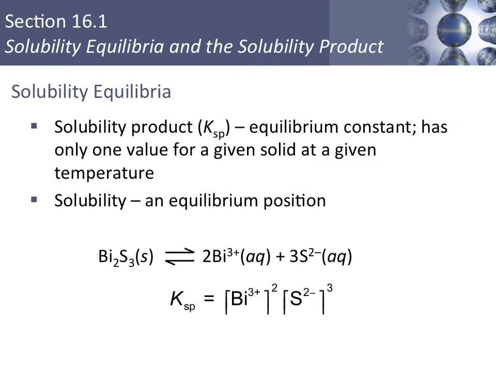Ksp is the solubility product or solubility product constant. It is an equilibrium constant, therefore it has only one value at a given temperature, and if the temperature changes, that value will change.